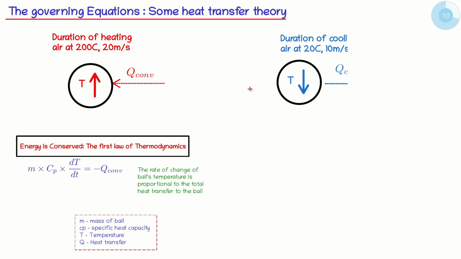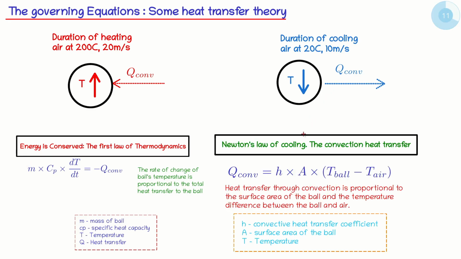Similarly, when we talk about cooling, the hot ball will transfer heat back to the cold air stream through convection. This also follows the same rule of energy transfer as shown here. Also, the convective heat transfer is governed by Newton's law of cooling, which states that the total energy convected is proportional to the temperature difference between the solid object and the fluid medium and the surface area of interaction.